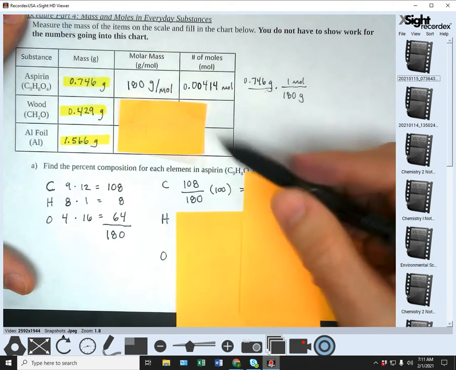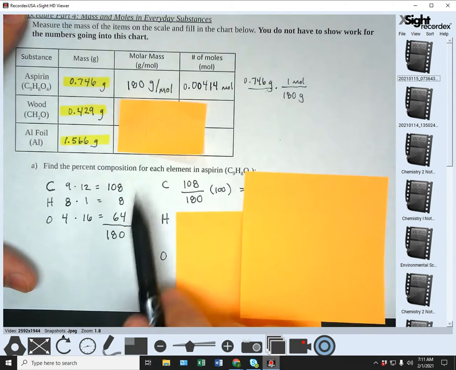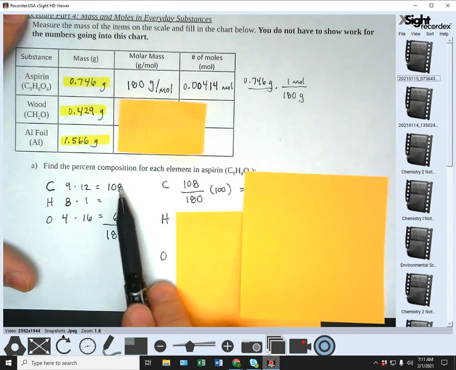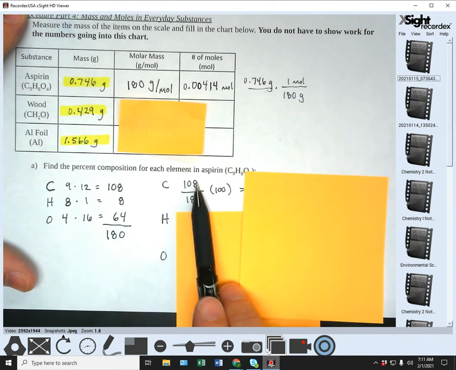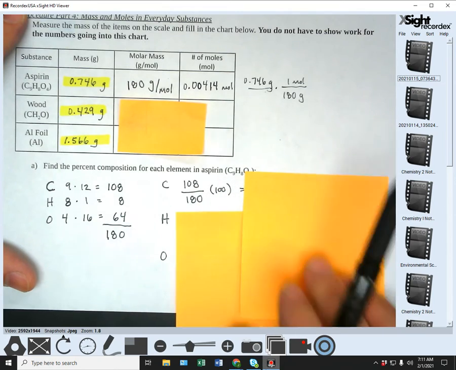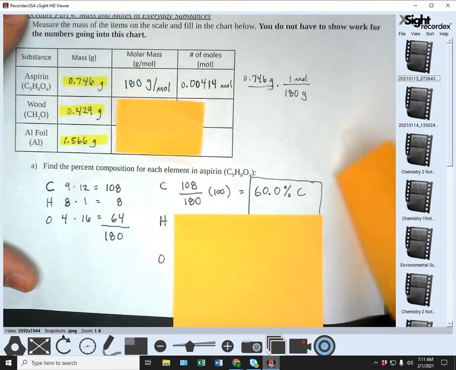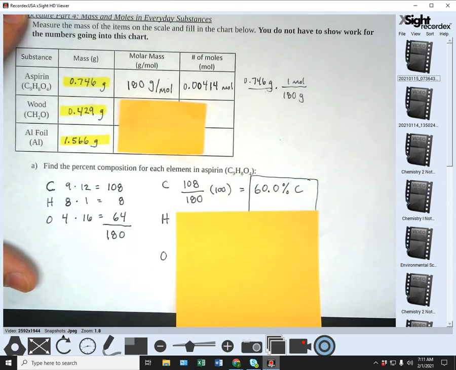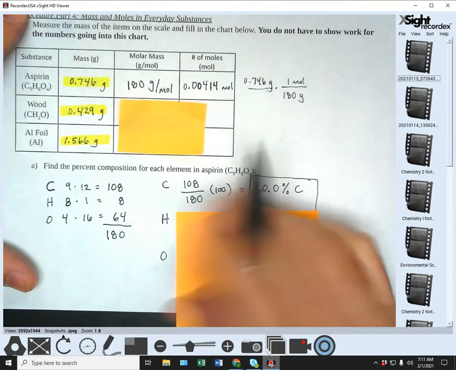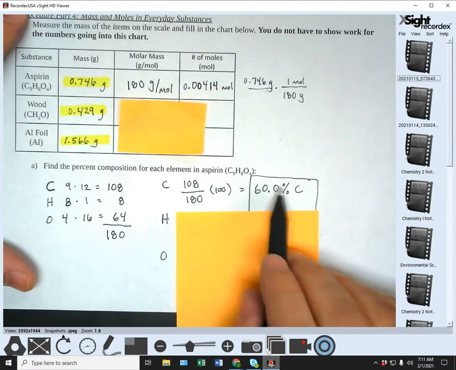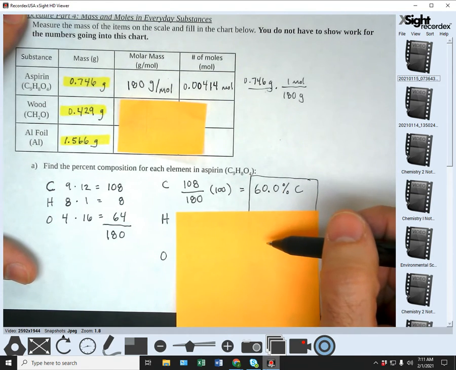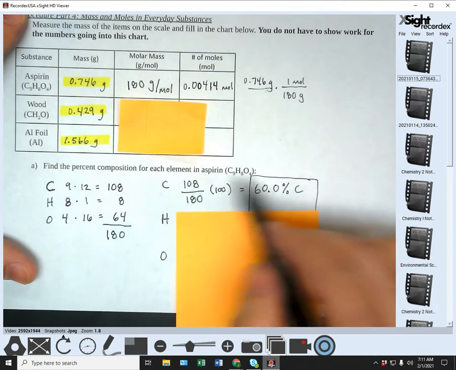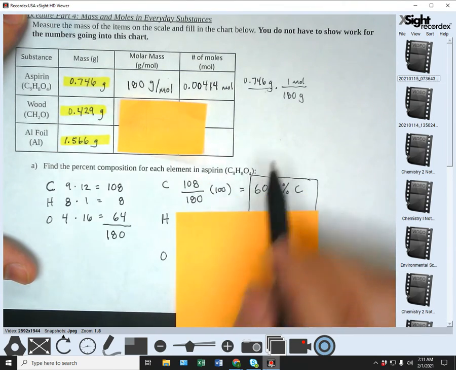Then to find the percent for each one, all you do is you take, so like for carbon, to find the percent of carbon, you take the mass of carbon divided by the total. So 108 divided by 180 times 100 to get a percent. Right? Do the math, and we get 60%. Now, these don't have significant figures, so I want you to take all of your numbers that are percentages to 1 decimal place for the type of percent composition when it's just the formula.